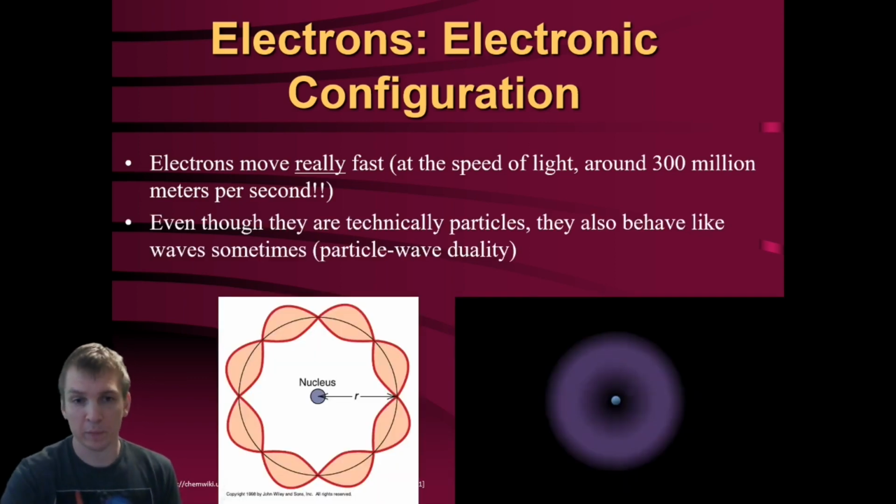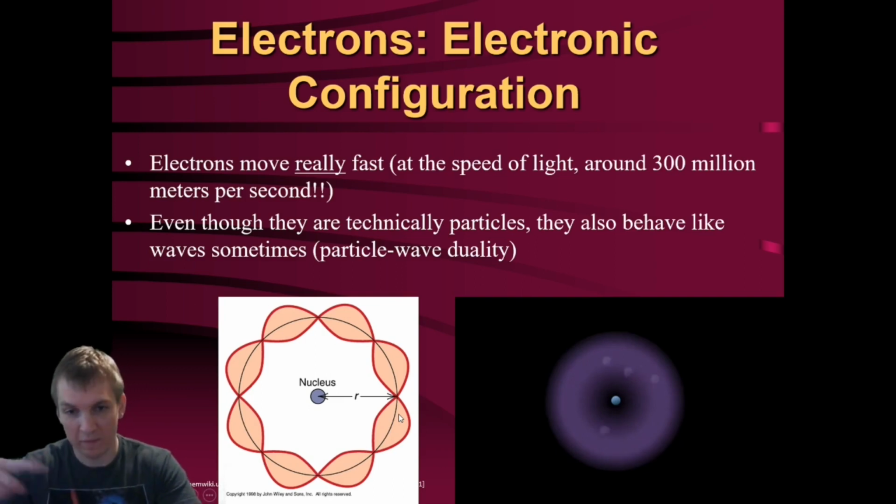All right. Next point here, though, is that even though they are technically particles, electrons are so small that they also have wave-like characteristics. They also behave like waves. So they have what's called particle-wave duality. You can see in this picture on the left here that I drew this out. This circle represents the spherical shape of the cloud, but the electron is actually traveling along this red path. And there might be two electrons here because you see two waves. And they form a wave form like that.